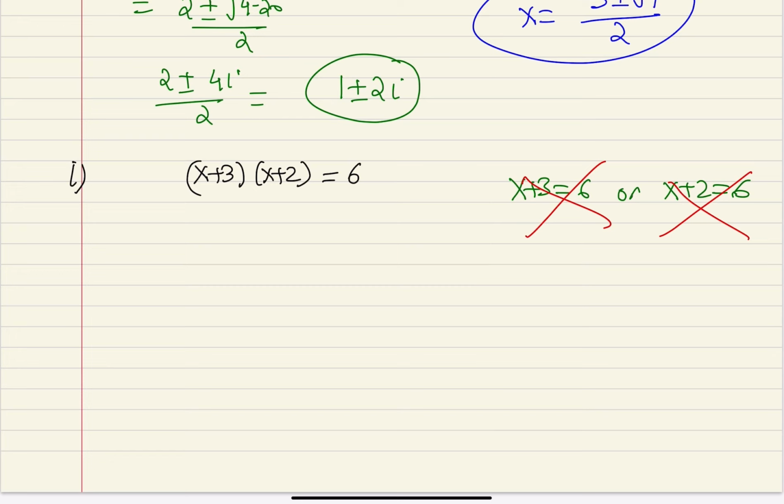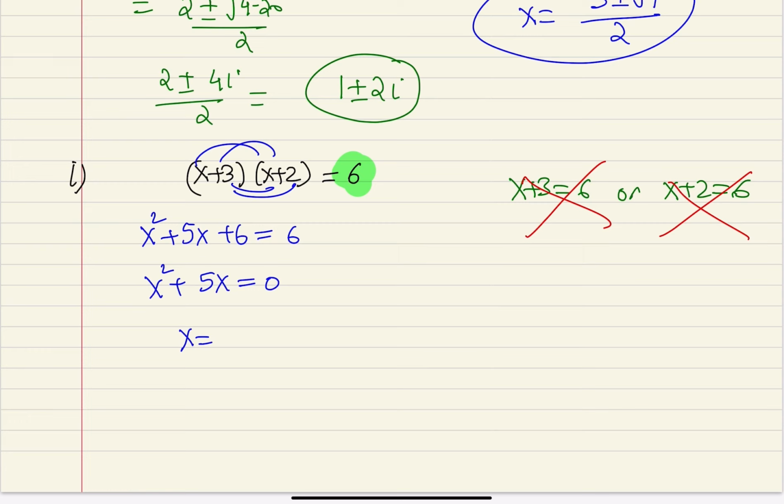If it was 0 on the right hand side, then that's a different story. We could say one of the factors has to be 0. So I'm going to go ahead and distribute, FOIL, combine like terms, write it in the standard form. So x squared plus 5x plus 6 equal to 6. Let's bring everything to left hand side. That's all we're left with. And now, since in this video I'm focused on quadratic formula, I will be using quadratic formula, but this equation is much easier done using the factoring method.